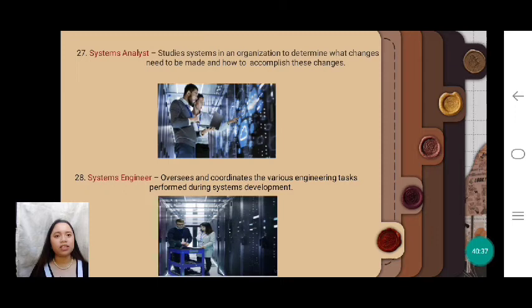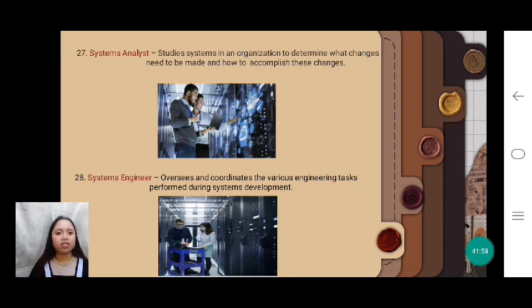Number 27. Systems analyst, studies systems in an organization to determine what changes need to be made and how to accomplish these changes. So they are in charge of determining what changes need to be made in an organization. Also, they study an organization's current computer systems and procedures and design solutions to help the organization operate more efficiently and effectively. So yeah, that's the word.